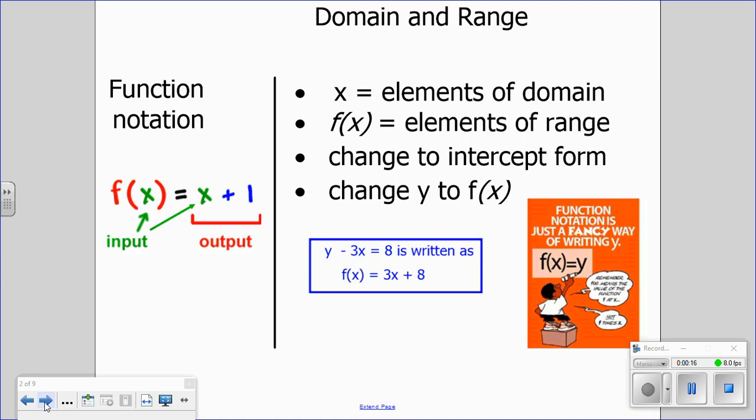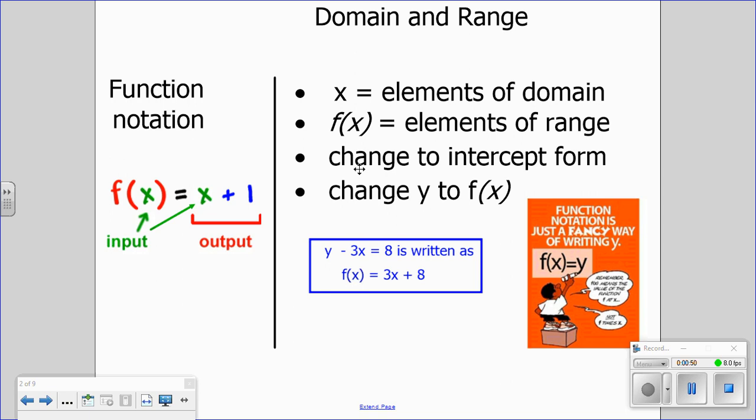Function notation, when we talk about domain and range, is going to be the way that we begin to represent our relationships here in algebra. We're going to be moving away from y equals, and we're going to be moving into what we call f of x equals. This is that function notation. The x is still going to represent all of your elements in your domain. These are all of the x values that you're already used to seeing. The big change here is that instead of y, what we're going to begin to see is f of x, and these are going to be all of your elements of your range, all of your y values.